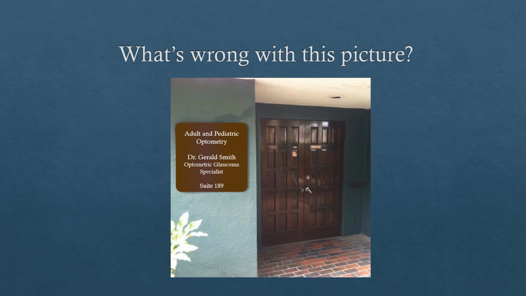So here's an example of something that we commonly see, and in fact this is the number one thing I would say that's on the board's list of items that I need to discuss each year. And if you look here, we're looking at a sign outside an office, so this is adult and pediatric optometry. It's listed as Dr. Gerald Smith, optometric glaucoma specialist, and then the suite number there. So most of you, if you've listened to this course before, should be recognizing that there's something wrong here with this picture, and it has to do with the way that the optometrist is identified.